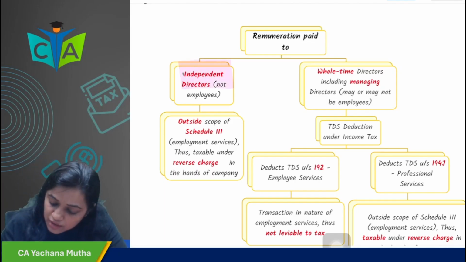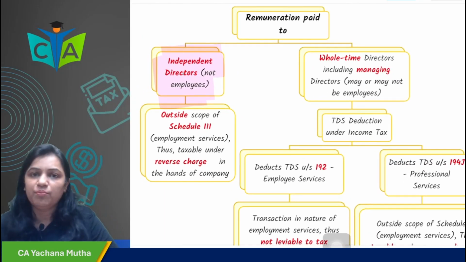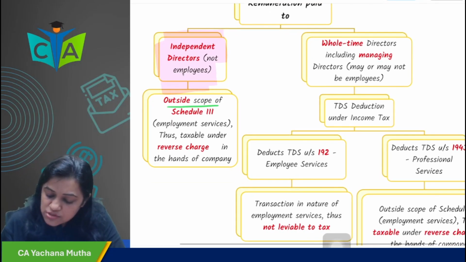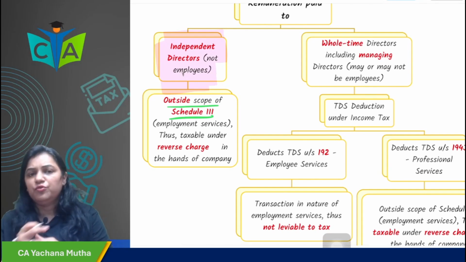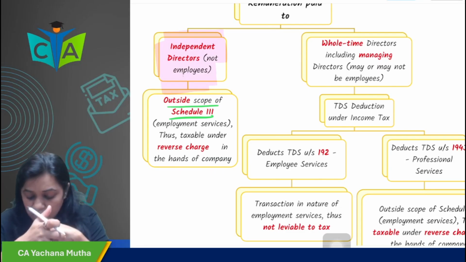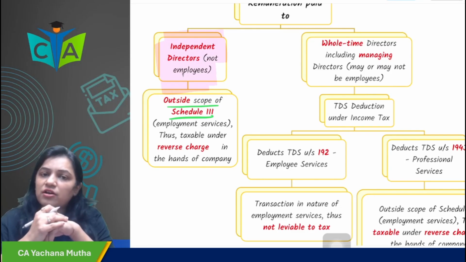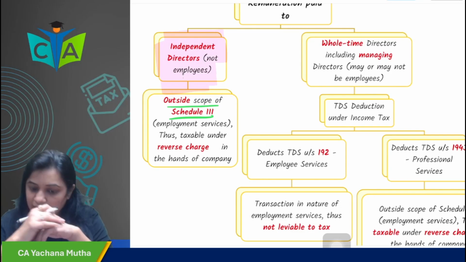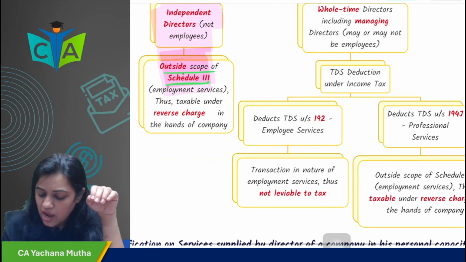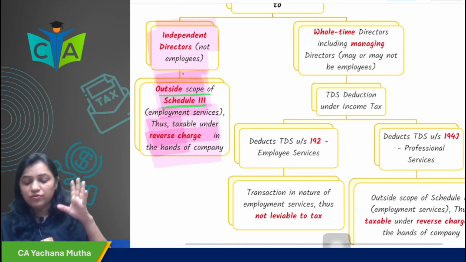In case of independent directors, who are not employees of the company, it is outside the scope of Schedule 3. See, if it is not an employer-employee relationship, then it is outside Schedule 3. Then it is taxable under reverse charge, and here the company or the body corporate will be liable to pay tax. So it is outside Schedule 3 and it is taxable under reverse charge in the hands of the company.